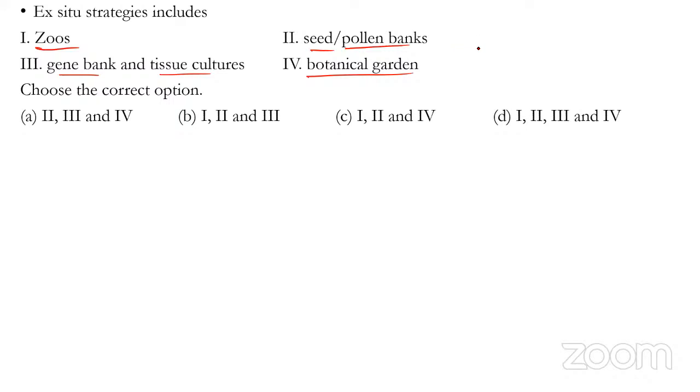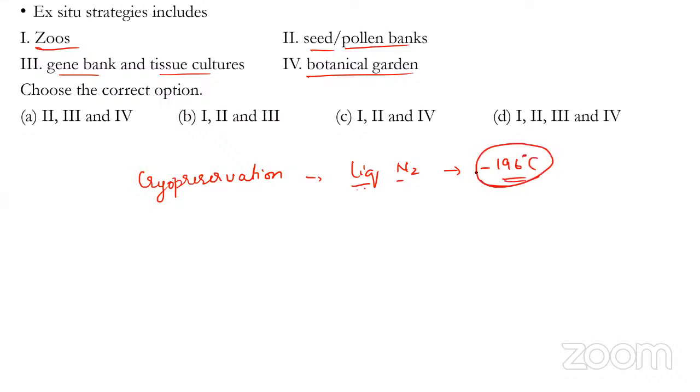Other than this, one more important ex situ conservation method that you may have to understand is cryopreservation, which is a method of conservation of biological samples, especially gametes, where liquid nitrogen is used for conserving them. The boiling point of liquid nitrogen is -196°C. So at an extreme low temperature of -196°C, biological samples are preserved. This is what we mean by cryopreservation. However, the answer for this question will be option D.